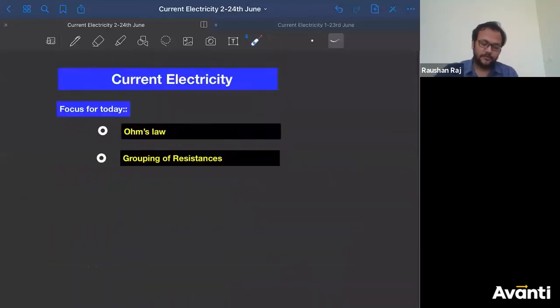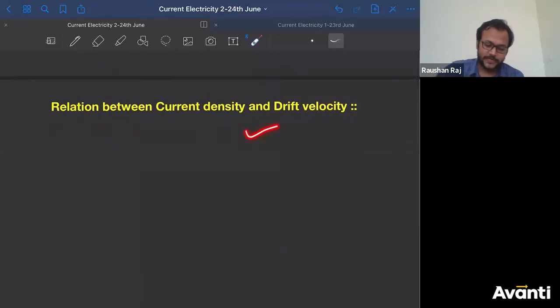Before moving forward to Ohm's law, let us try to find out the relation between current density and drift velocity. So let's try to solve this. First of all, tell me what is current density? I divided by A. If uniform current flows through a cross section area of capital A, then current density will be I divided by A.